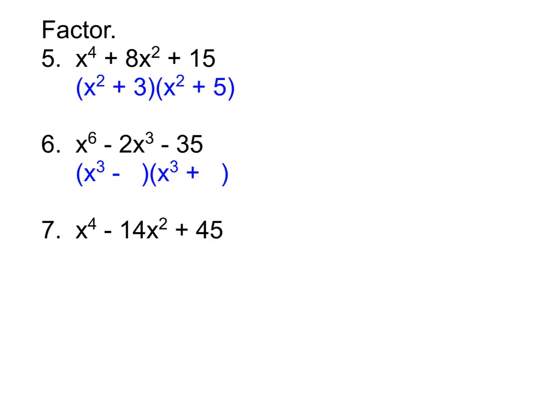Or again, if you prefer to think of it as half of the first exponent, of course that's always going to be the same thing. And now I say what adds to negative 2 and multiplies to negative 35. That ends up being a negative 7 and a positive 5. So our factored form here is x cubed minus 7 times x cubed plus 5.